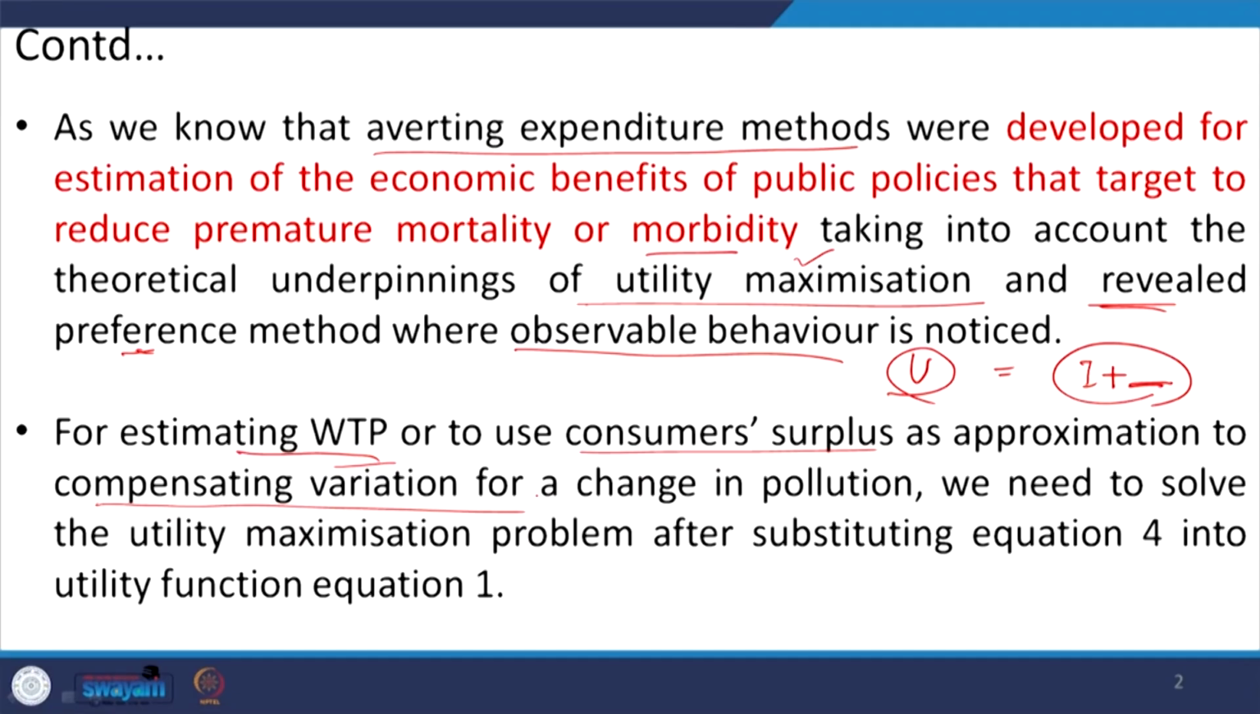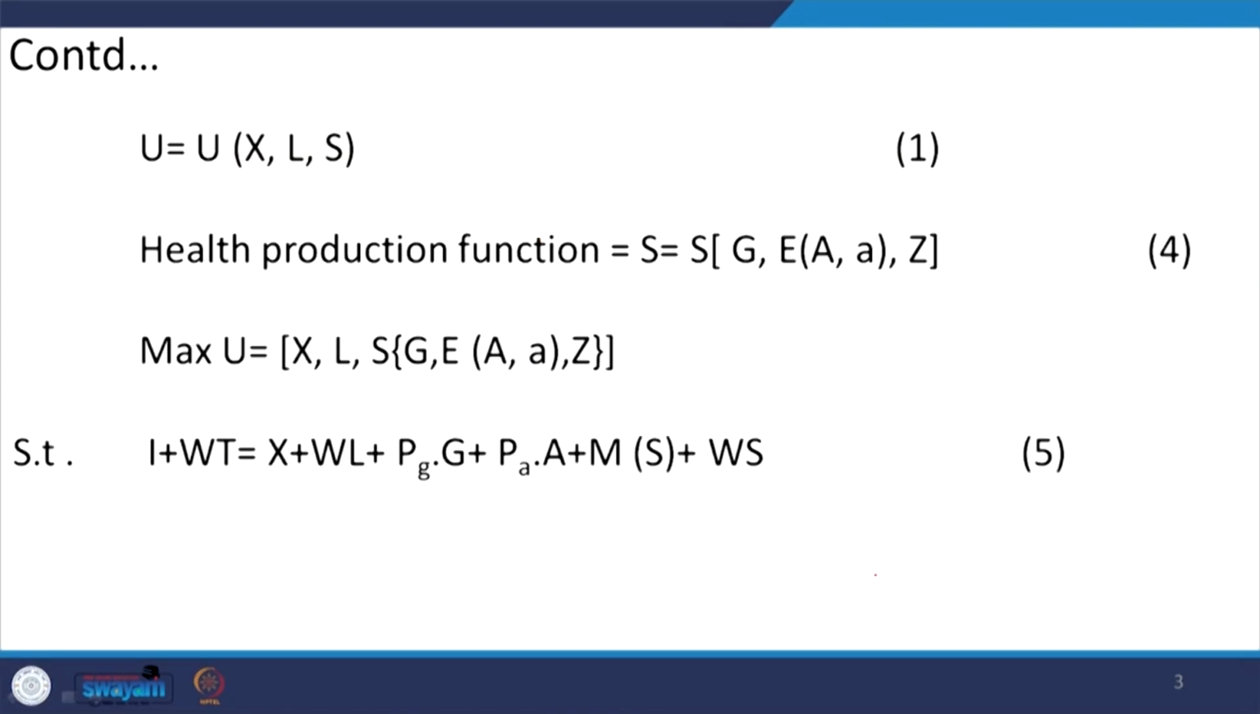So, if you have to estimate this willingness to pay from these two functions, the utility function and your income constraint, what you need to do? We need to solve the utility maximization problem that we discussed in the last class. And then what you have to do? We have to substitute equation 4 in the utility function. And do not forget that this equation 4 is your health production function.